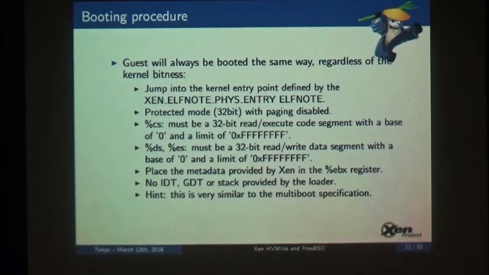Then the segment registers will also be flat. Basically, it will cover the first gigabyte of memory. It will be completely flat segments. And finally, we will place some metadata provided by Xen into the EBX register. This will contain the command line, and it will contain a list of modules that's passed from Xen to the guest in order to boot. It also contains a pointer to the RSDP ACPI table so that you don't need to scan the raw memory in order to find the ACPI tables.